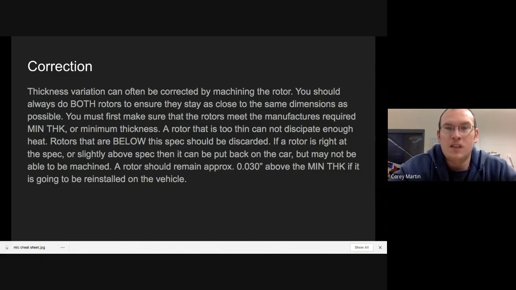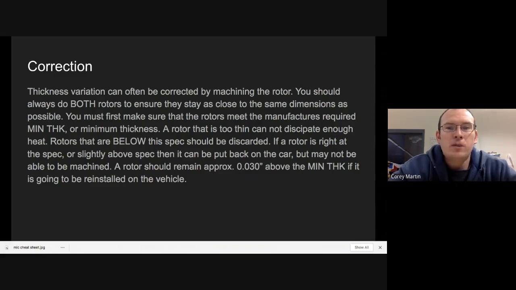A rotor that is too thin cannot dissipate enough heat. Rotors that are below this spec should be discarded. You throw them away. If a rotor is right at the spec or slightly above the spec, then you can put it back on the car. So you explain that to the customer. You say, hey, we can't machine your rotors. They're going to be below minimum thickness. So you can either buy a new set of rotors, or we can just put these rotors back on your car, which is not optimum. You don't want to put brand new brake pads on a set of used rotors.